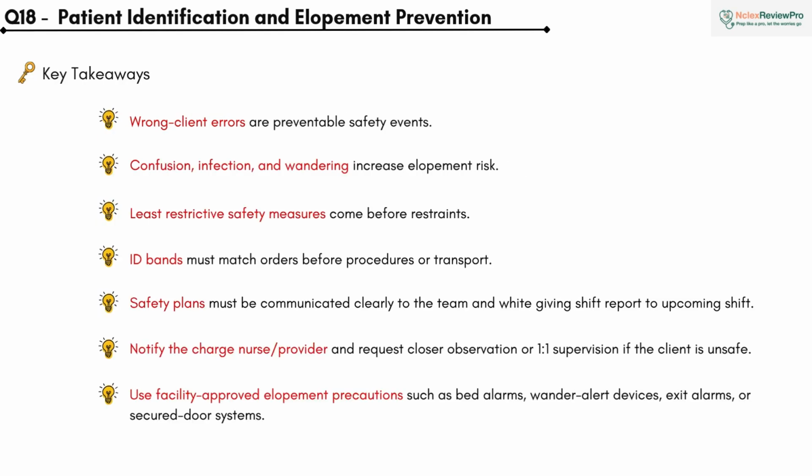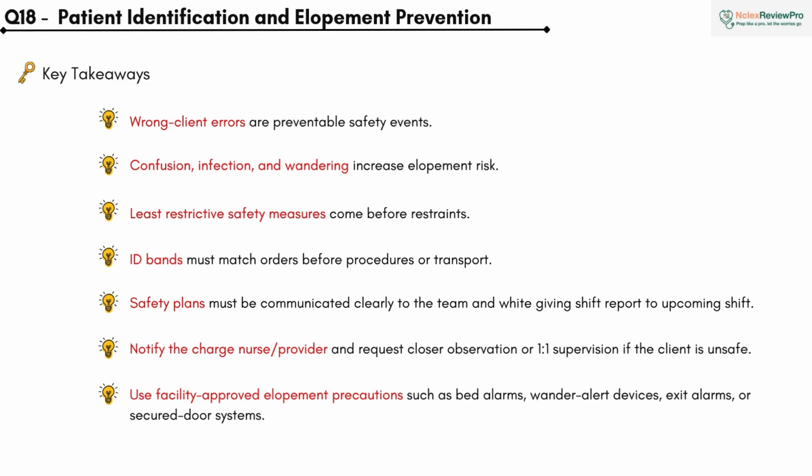The key takeaway is this: wrong client errors are preventable safety events. Confusion, infection, and wandering increase elopement risk. Least restrictive safety measures come before restraints. Identification bands must match orders before procedures or transport.